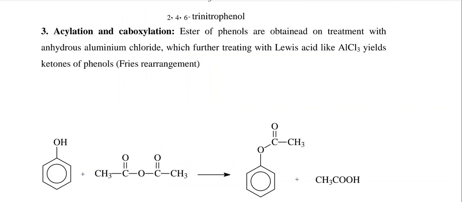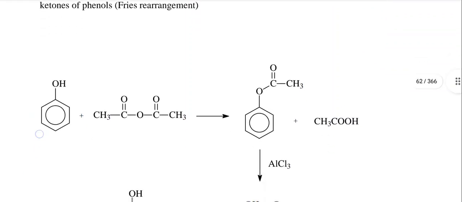Acylation and carboxylation. Esters of phenols are obtained on treatment with anhydrous aluminum chloride, which, when further treated with the Lewis acid AlCl3, yields ketones of phenols. This is the Fries rearrangement.